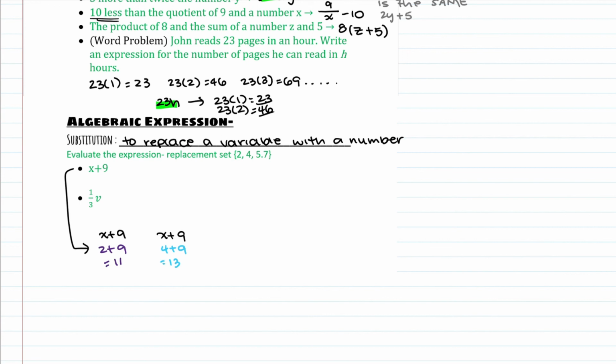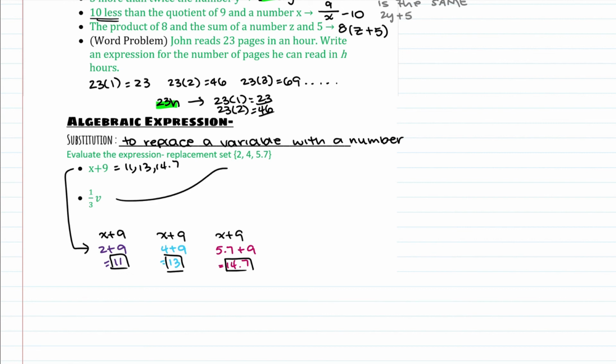And x plus 9, let's quickly write that. The last number that we're going to be plugging in for x is 5.7. So 5.7 plus 9 would get us 14.7. Now we could box these answers. So your 3 answers are 11, 13, and 14.7. So yes, you do have 3 answers.